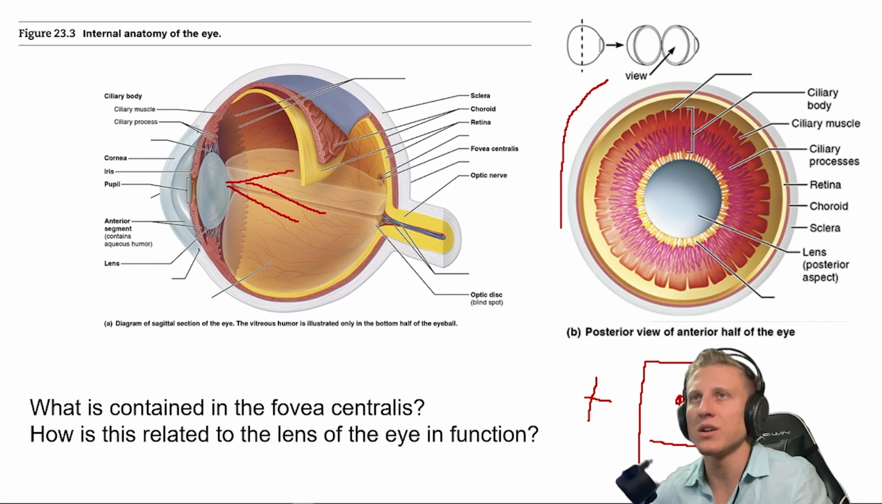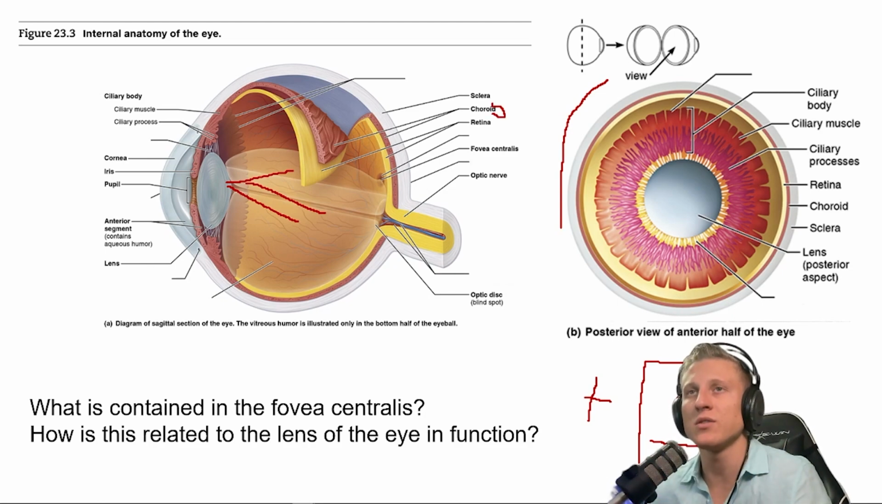Yes, two other layers here. So yellow is the most superficial layer. This is the retinal layer. Behind that is the choroid. This is the vascularized layer. This is where all the blood vessels and stuff supplying nutrients to the highly metabolically active retinal cells exist.